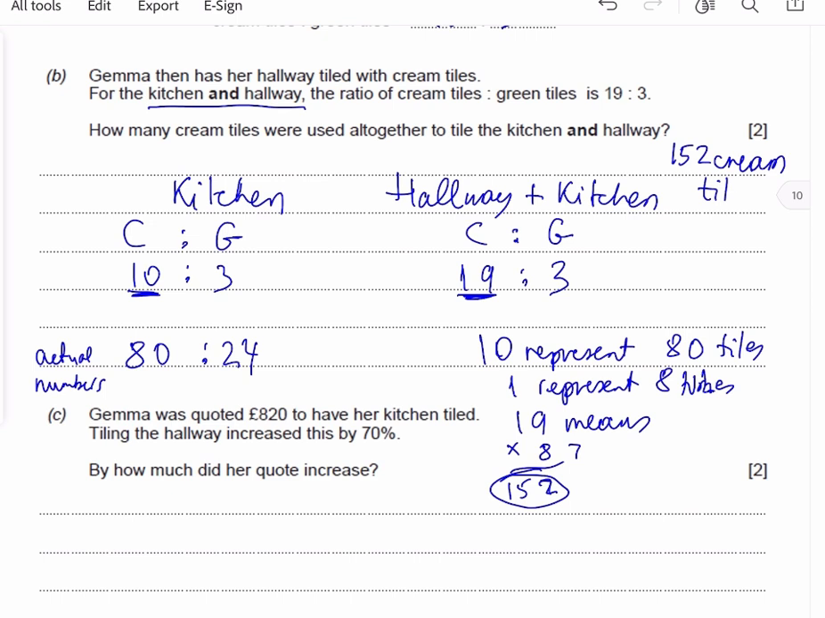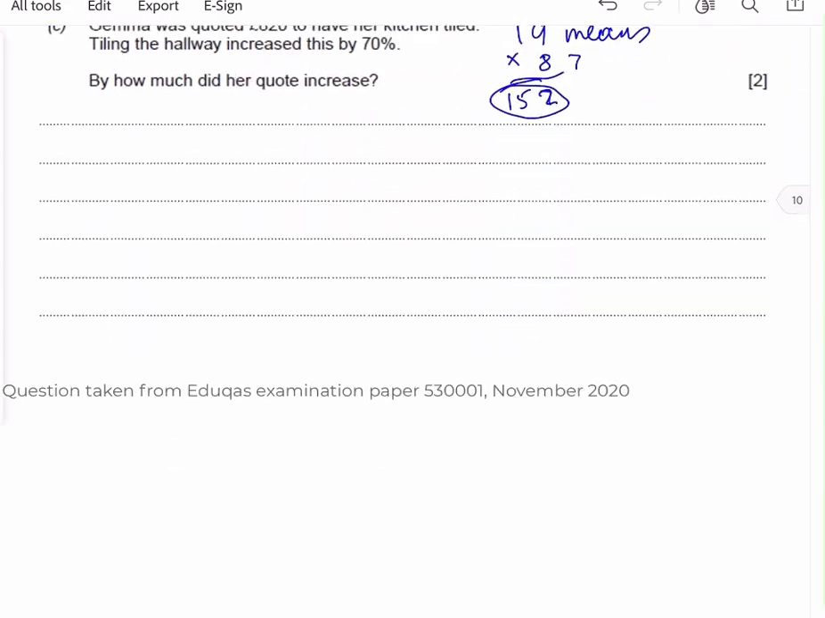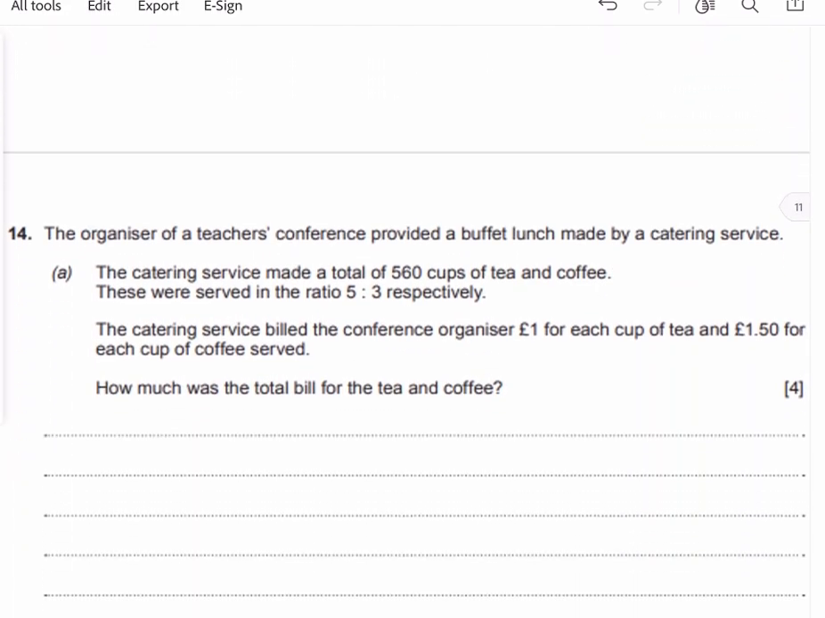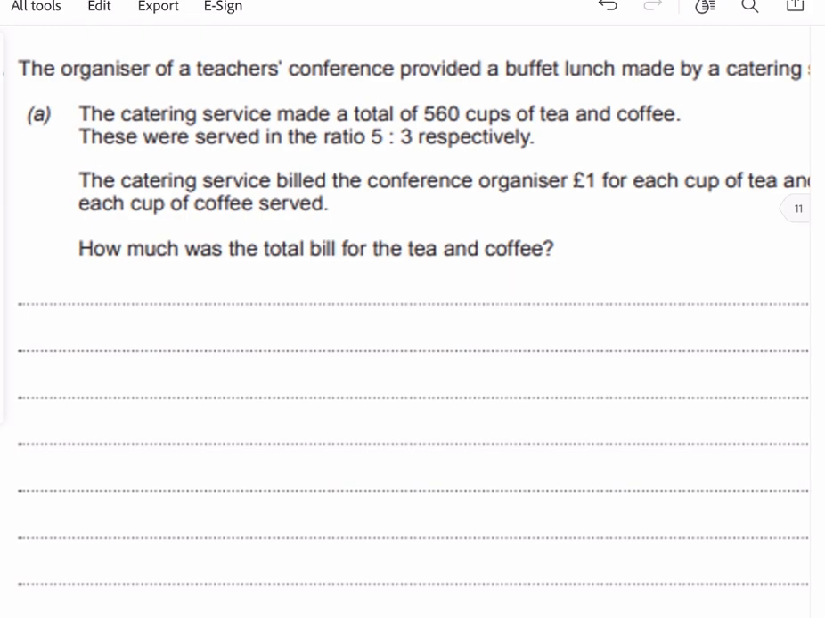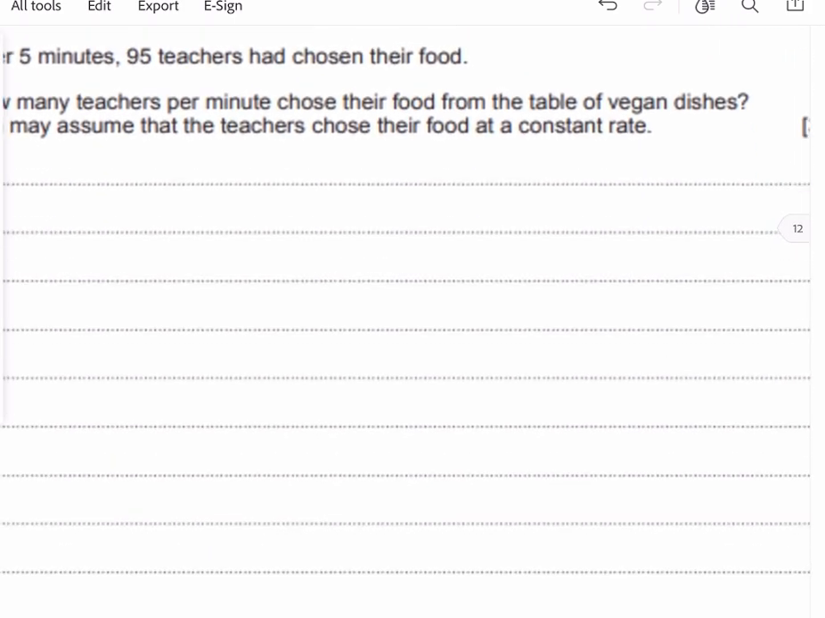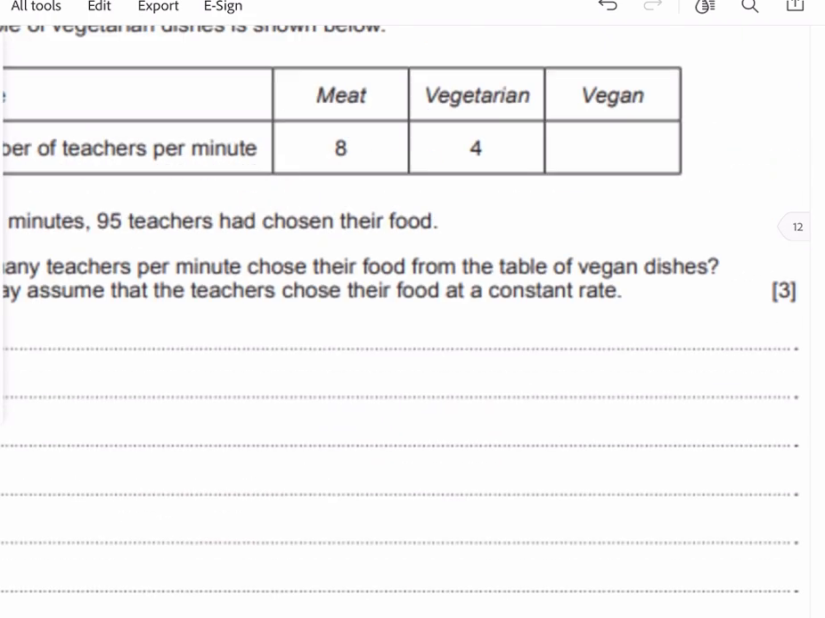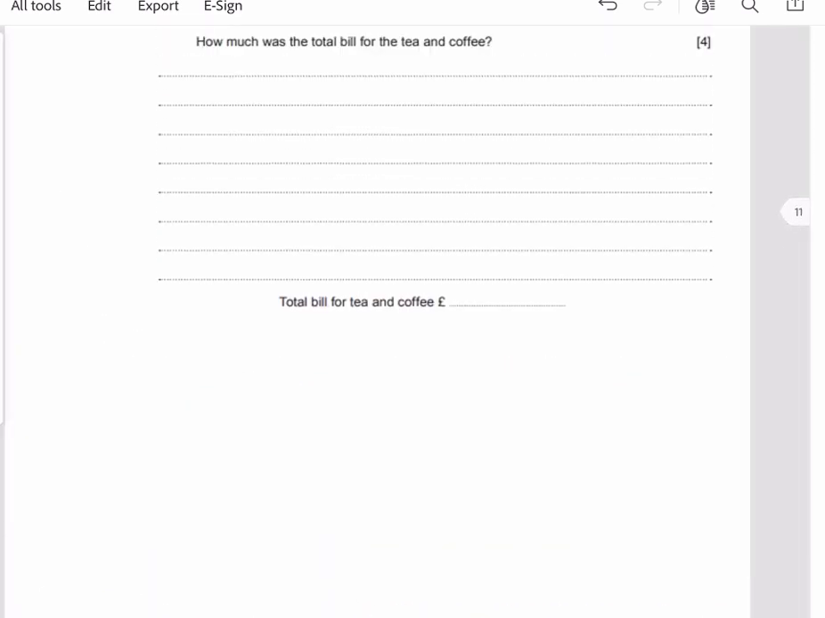So that is the answer, 152 cream tiles for the hallway and the kitchen. Okay, we're looking at the next two questions that are from non-calculator paper.